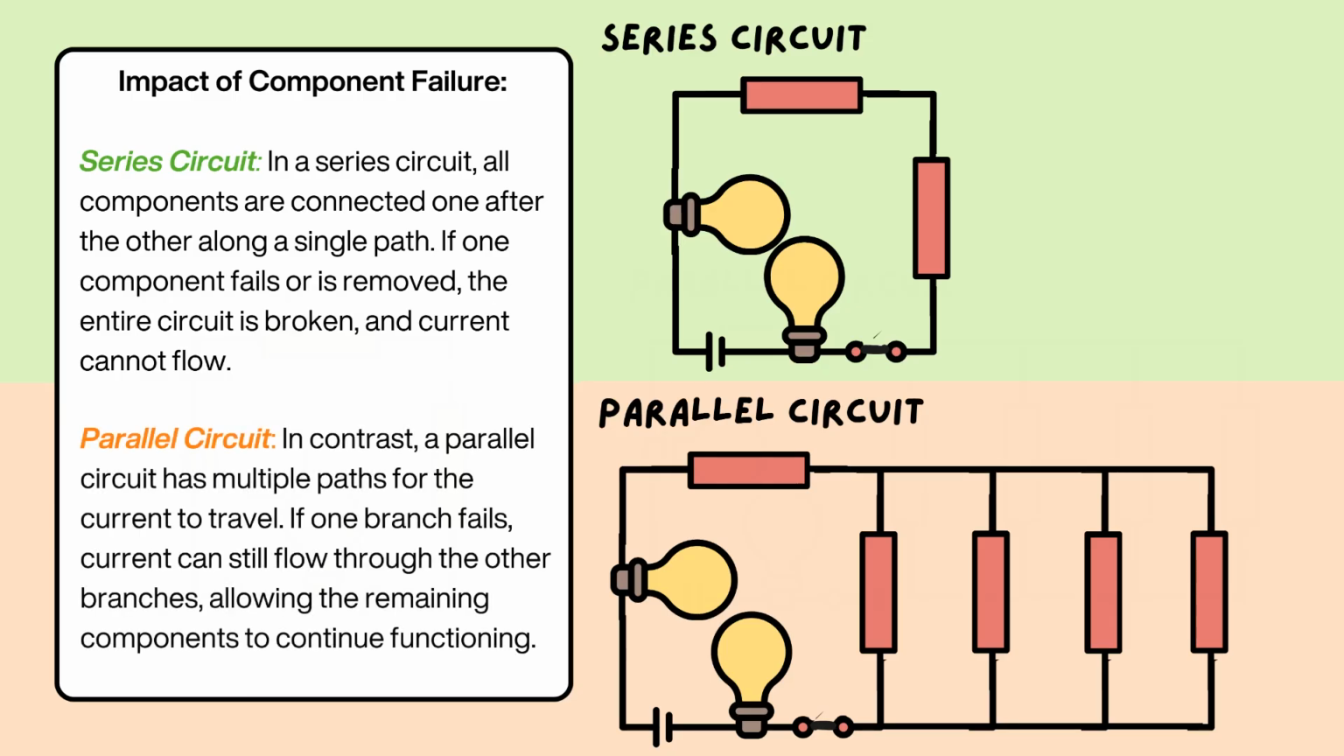In contrast, a parallel circuit has multiple paths for the current to travel. If one branch fails, current can still flow through the other branches, allowing the remaining components to continue functioning. This is why parallel circuits are used in home wiring. If one light bulb burns out in your house, the others remain on, and other appliances like your fridge and TV continue to work because the current flows through other independent paths.